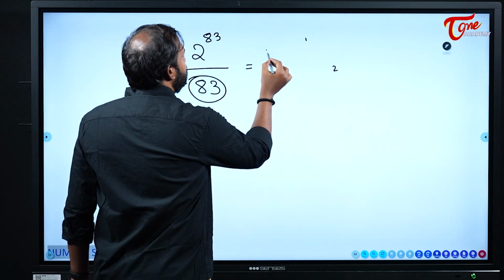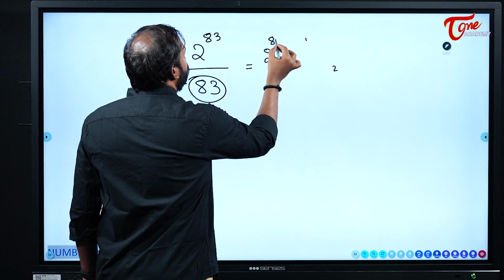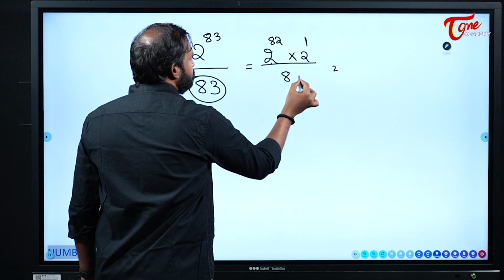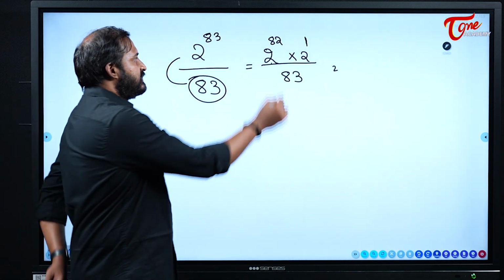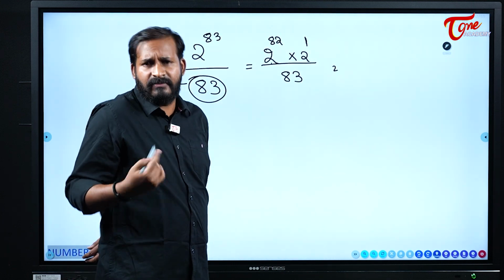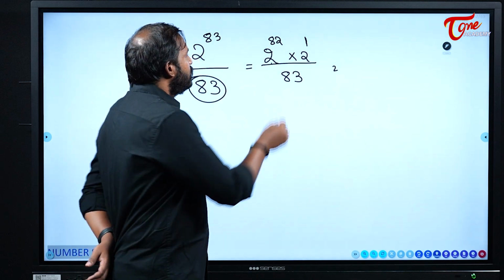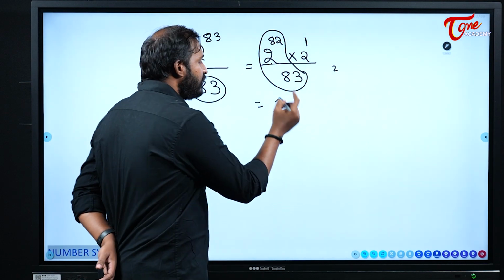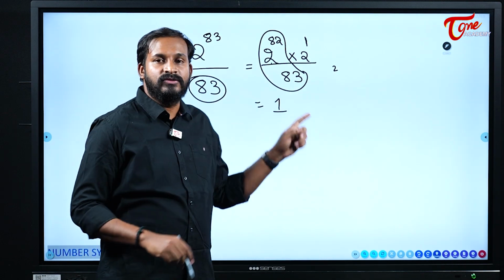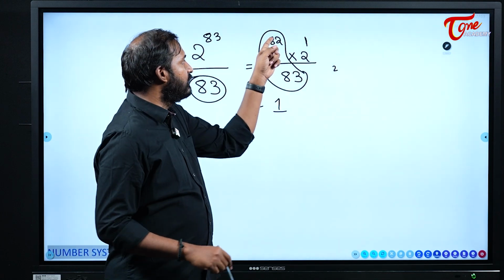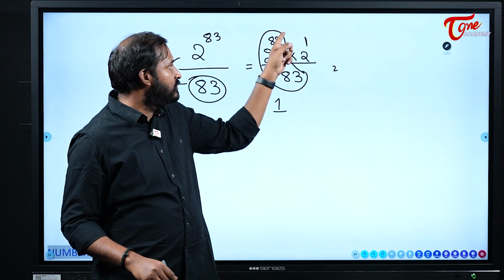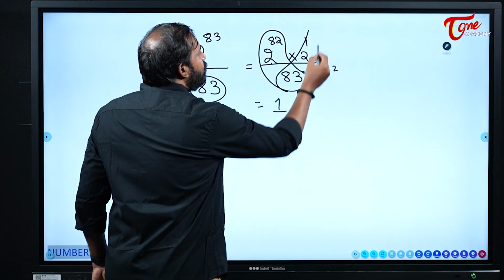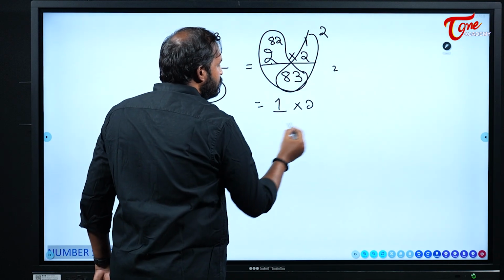So, intentionally I will write this number as 2 to the power of 82 into 2 to the power of 1, divided by 83. Now, please see here, this n is a multiple of 82 only, right? 82 once is 82. So, the remainder for this is 1 from Euler's remainder concept, since 83 is a prime number and its Euler number is 82. And the remainder for 2 power 1 by 83 is 2. So, into 2, the remainder will be 2.